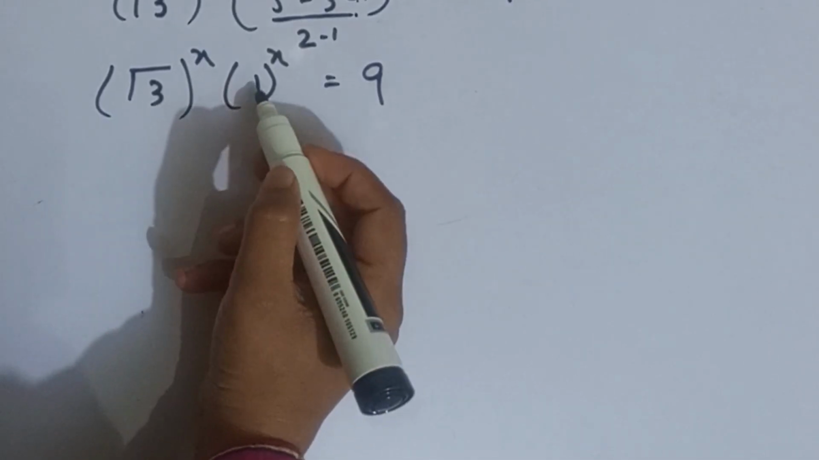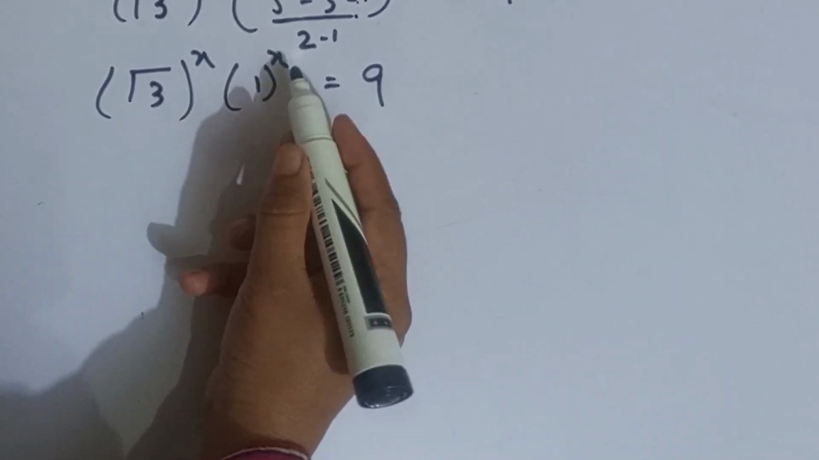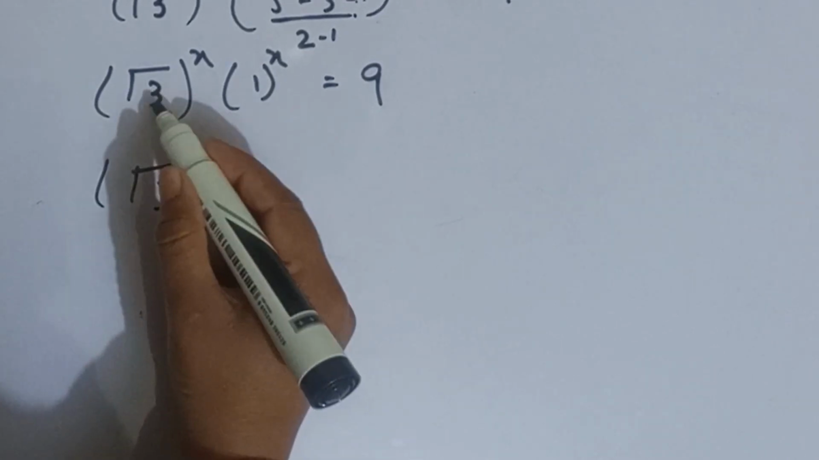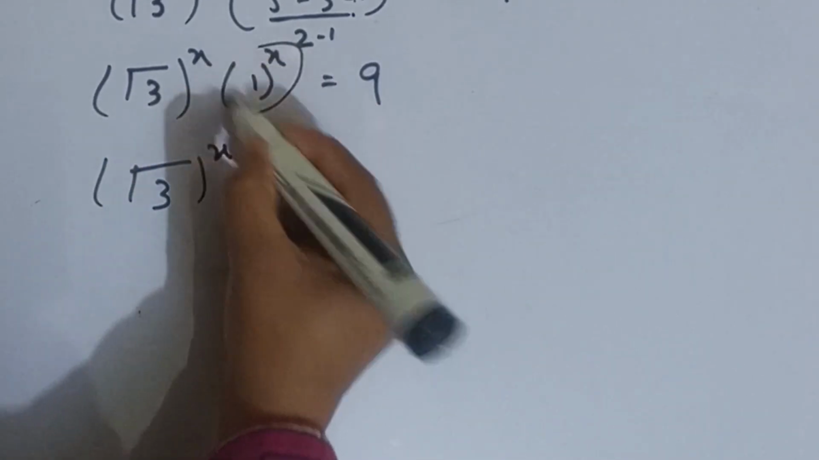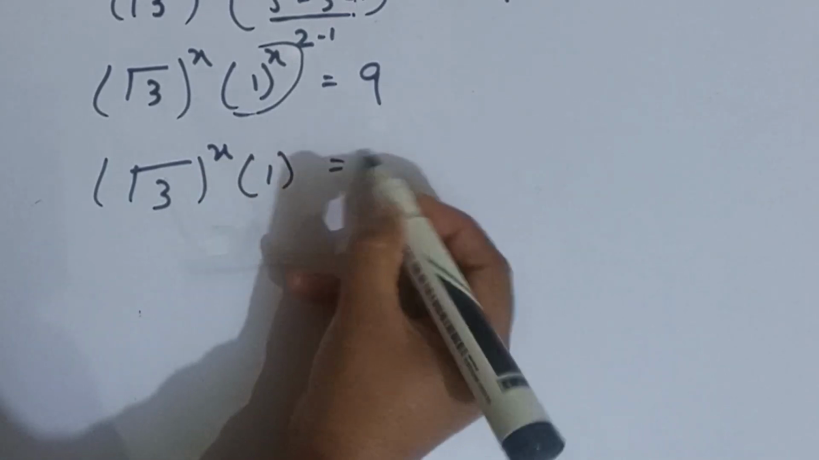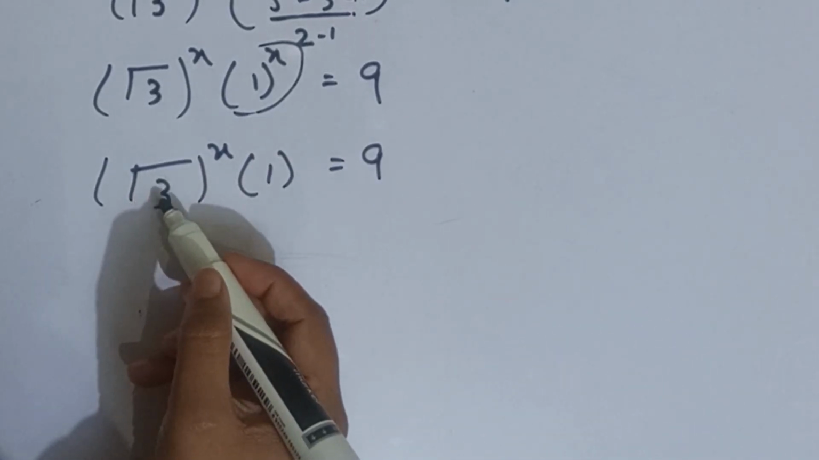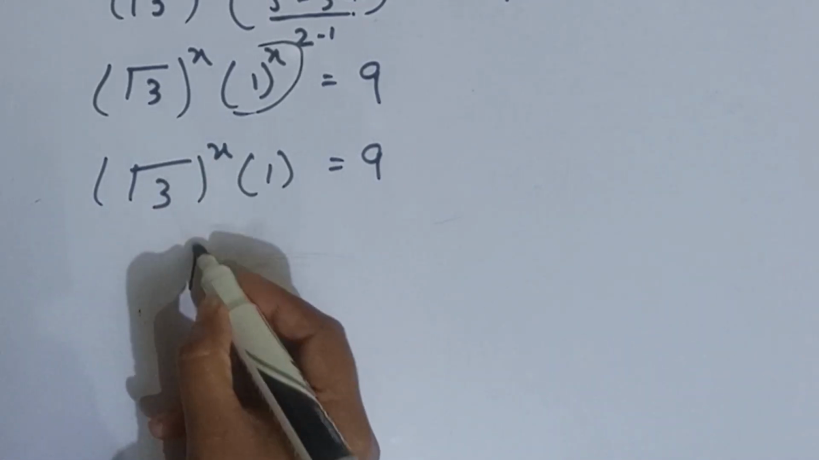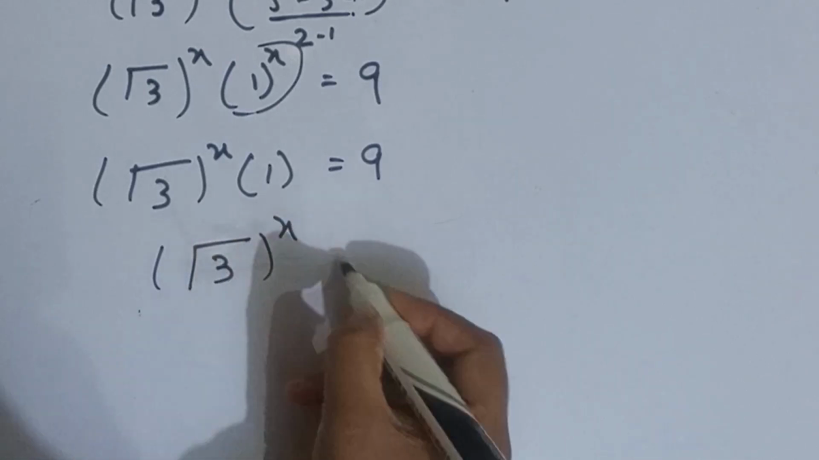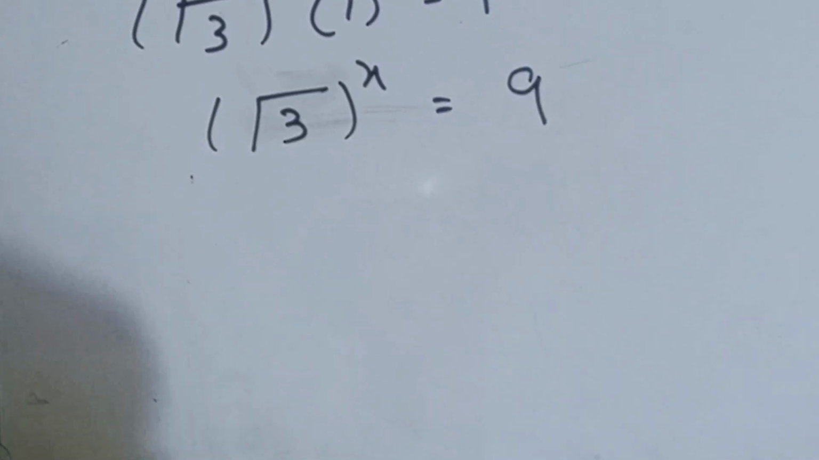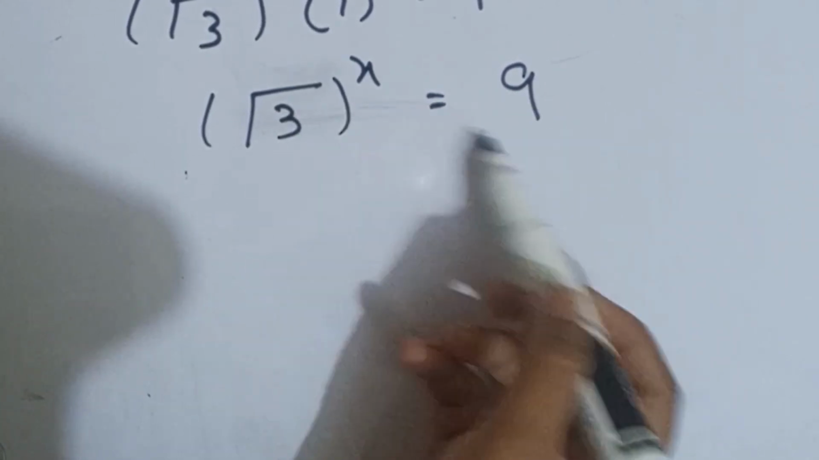So look at this, 1 raised to the power x. x is any number, then 1 raised to the power of any number is just 1. So we copy the first term, (√3) raised to the power x, and this whole term will become 1. It's equal to 9. Then next step, multiply (√3)^x by 1. We get (√3) raised to the power x. It's equal to 9.